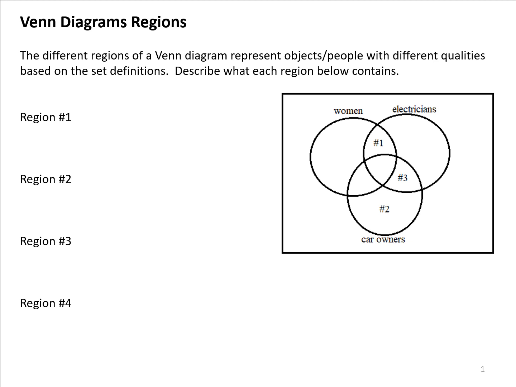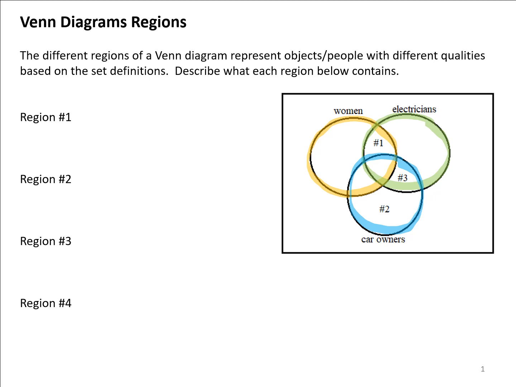Let's use this example to really examine what the different regions in a Venn diagram represent. In this example, we have a Venn diagram with three sets. We have three circles. The first circle in the upper left is denoted by women, so that would be all women. The second circle on the upper right would be electricians, since it's labeled electricians. And then the circle below represents car owners, as it is labeled car owners. So what we have are three sets, women, electricians, and car owners, that all overlap.